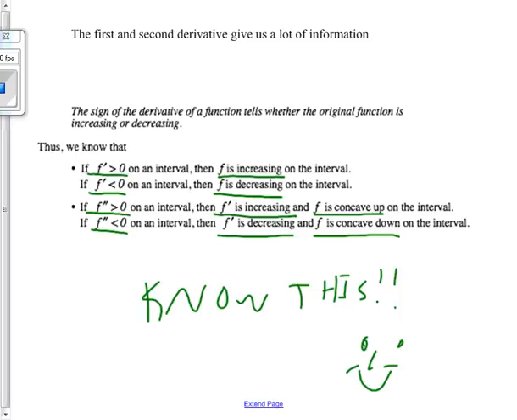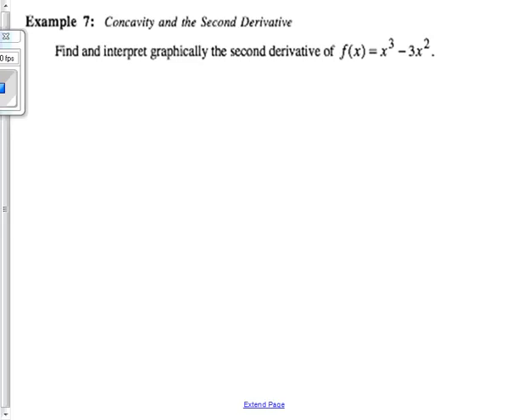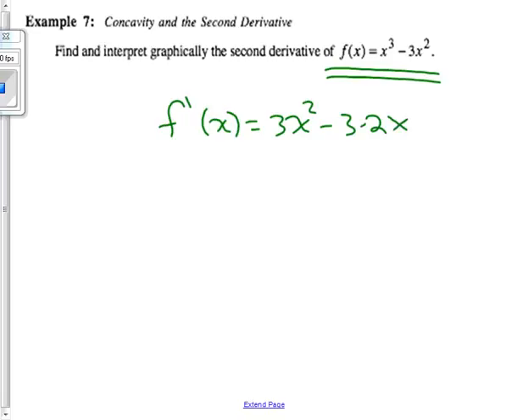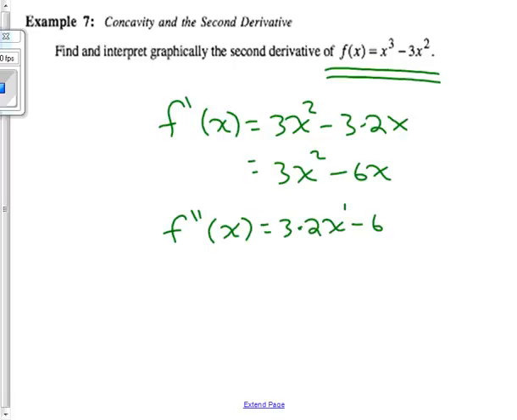Okay, so considering this information, we want to answer this question. It says find and interpret graphically the second derivative of f of x. Well, we need to take the first derivative first, and the first derivative will be 3x squared minus 3 times 2x, which is 3x squared minus 6x. That's the first derivative. The second derivative, we take the derivative of the derivative. So that's going to be 3 times 2x to the 1 minus 6, which is 6x minus 6.